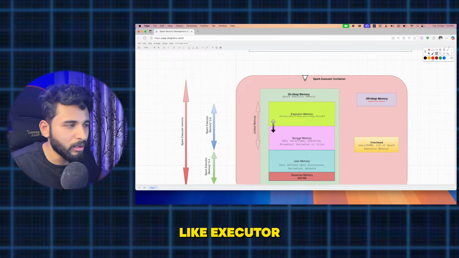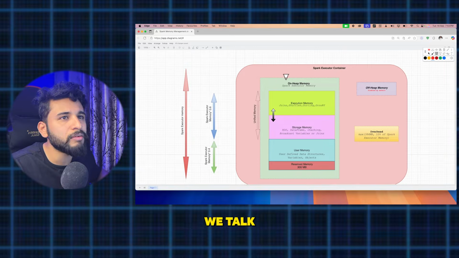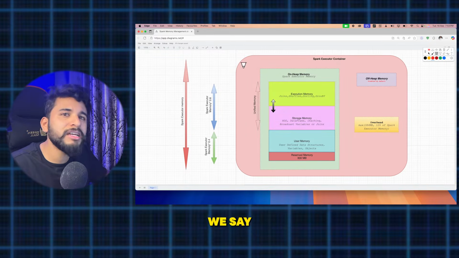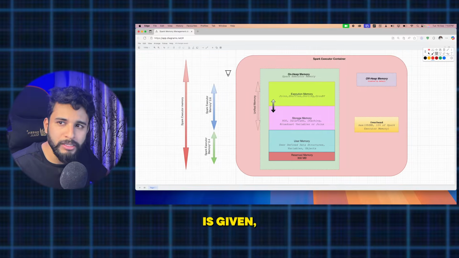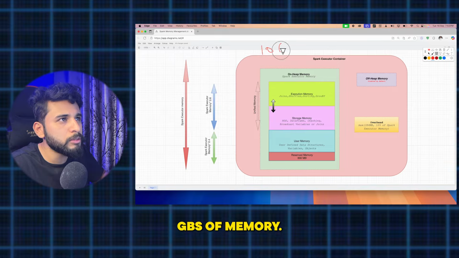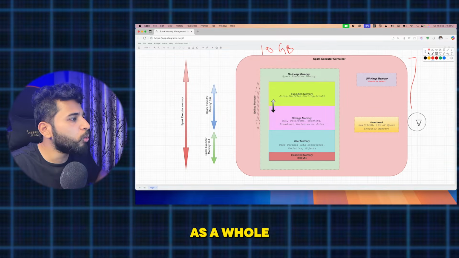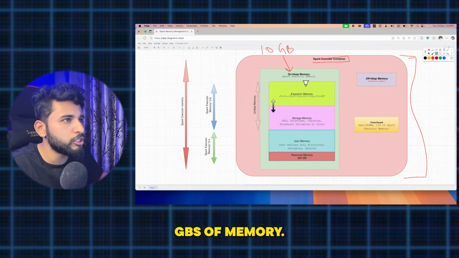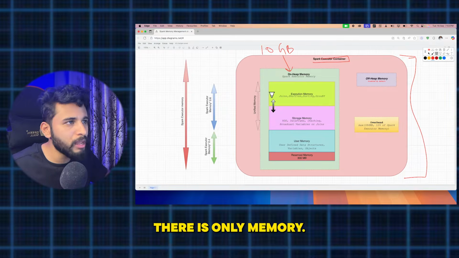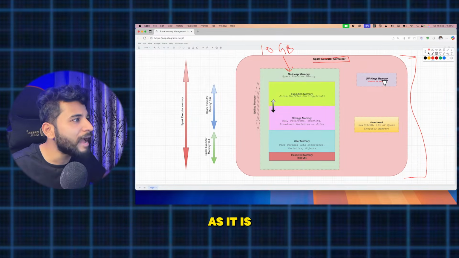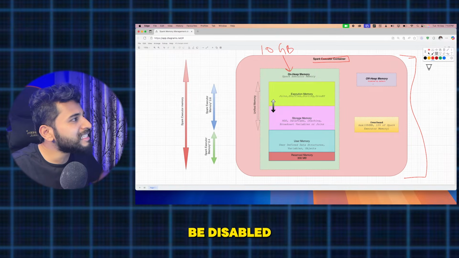Here we can see the main executor memory, the executor container. What is an executor container? Suppose we are giving about 10 GBs of memory. As a whole, we say it is 10 GB of memory for the executor container. There are two parts: on-heap memory and off-heap memory. The off-heap memory will be disabled by default, as it is written here.